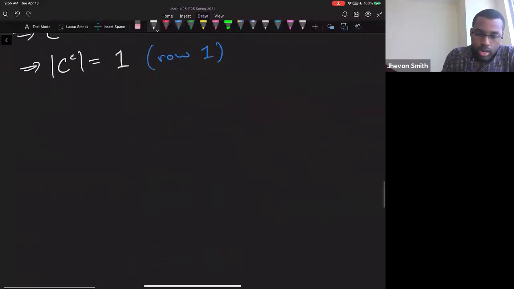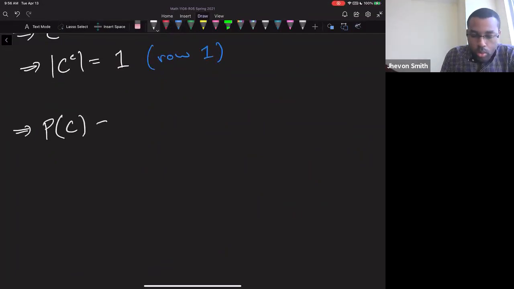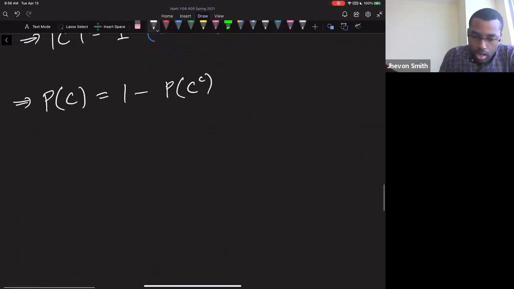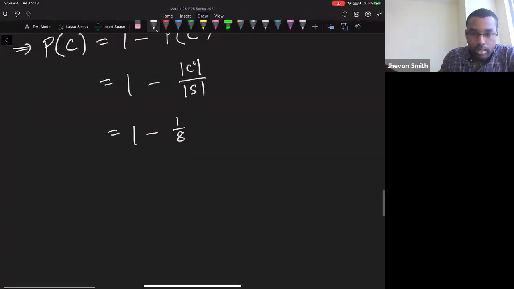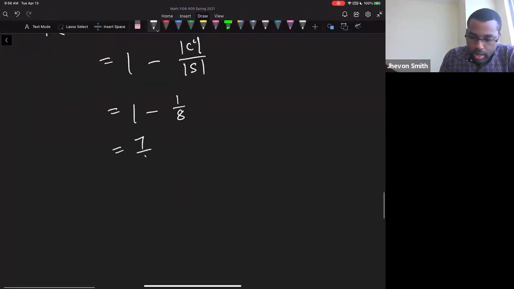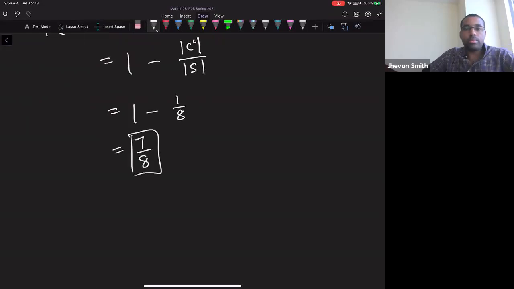And so what you can do is the probability of C, which is what I want, is 1 minus the probability of C complement. Probability of C complement is going to be that. And so that's 1 out of 8. And so that's 7/8. Okay.